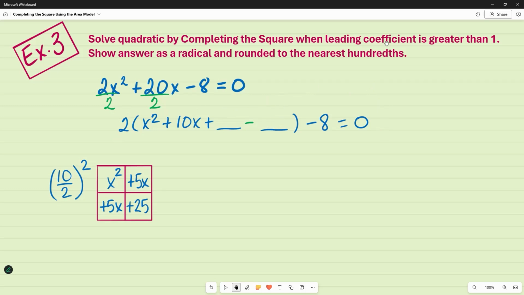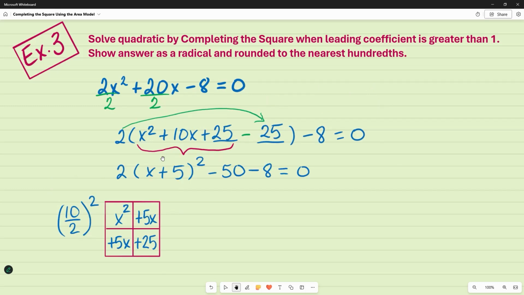If I wanted to put this in vertex form, now that I have distributed the 2 to the negative 25, that's going to give me the negative 50. I already had the old constant of negative 8 that was given originally. I'm going to simplify that and set it equal to 0 as it's shown right here, or you can set it equal to y, and that will be your vertex form.